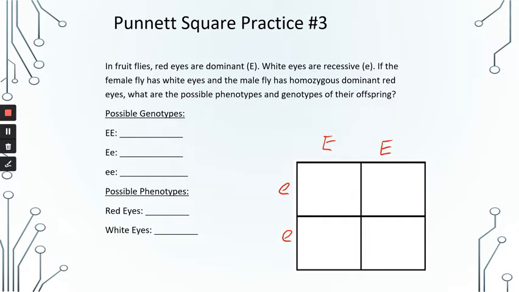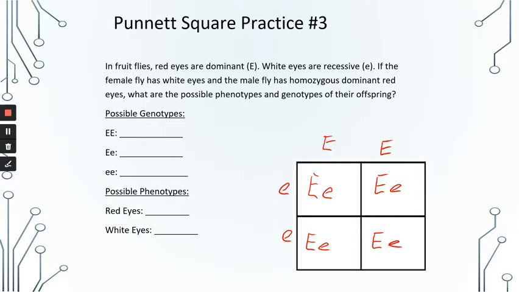So this is actually going to be pretty easy because every box is going to be the same. So the top left box is going to be capital E because that's what's above it, and lowercase e because that's what's to the left. Top right box, same thing. There's a capital E above and a lowercase e to the left. Bottom left, there's a capital E above and a lowercase e to the left. And on the bottom right, there's a capital E above and a lowercase e to the left.